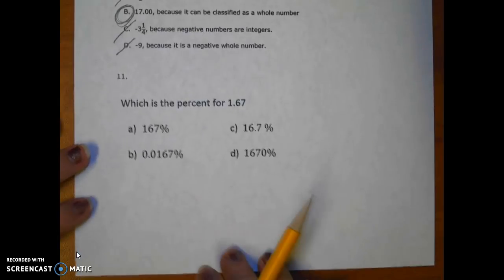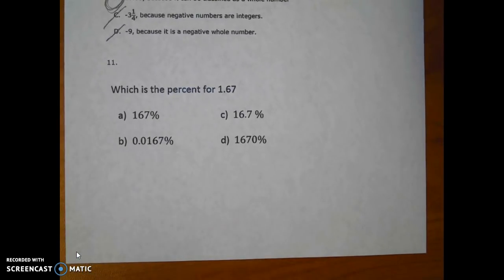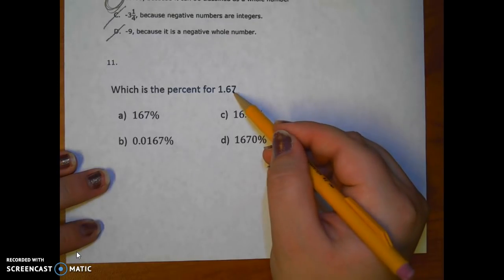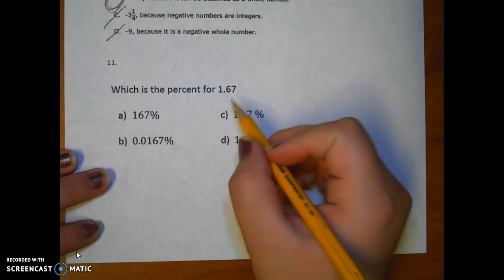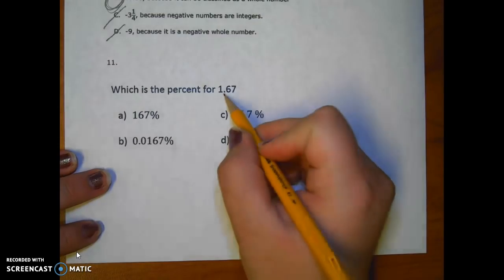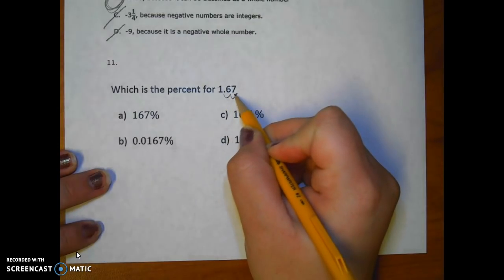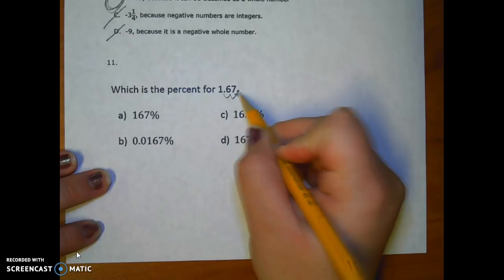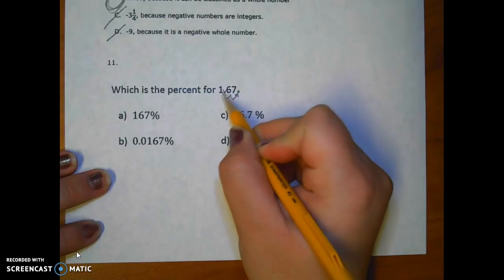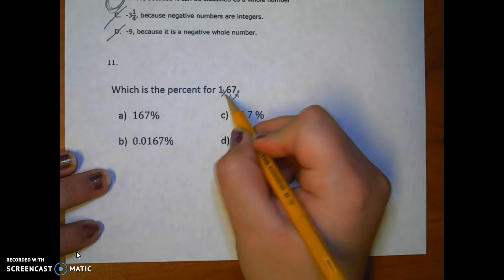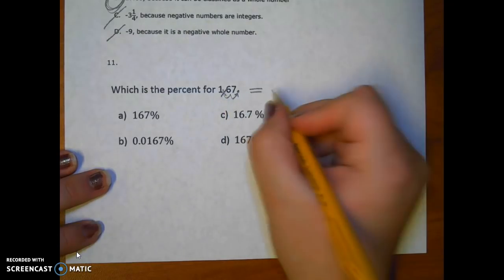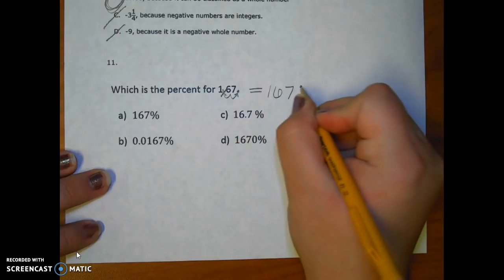Lastly, number 11. All right. Which is the percent for 1.67? That's pretty easy. We should know how to get a percent from a decimal. If we're moving from a decimal to a percent, we're going to move that decimal place 2 times to the right. Good job. 2 times to the right. This is our new decimal place. That's our old one. If you want, you can cross it out. And now it's going to be 167%.